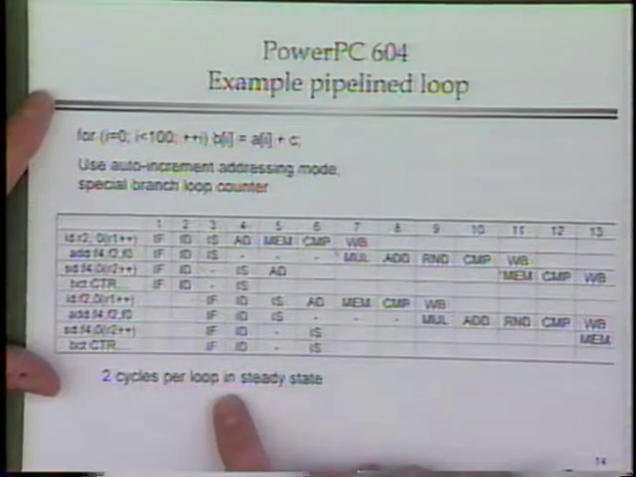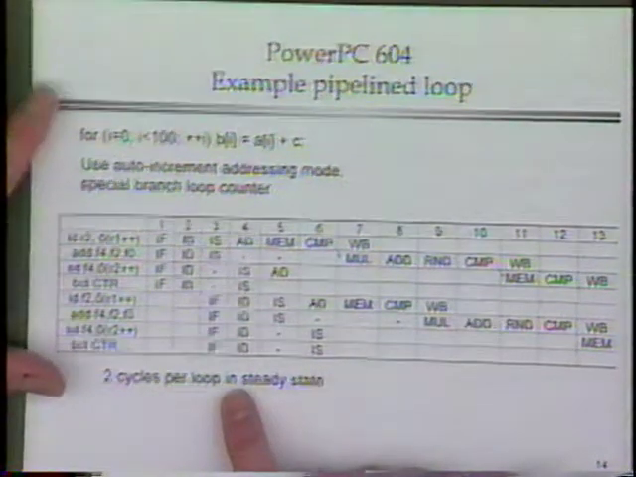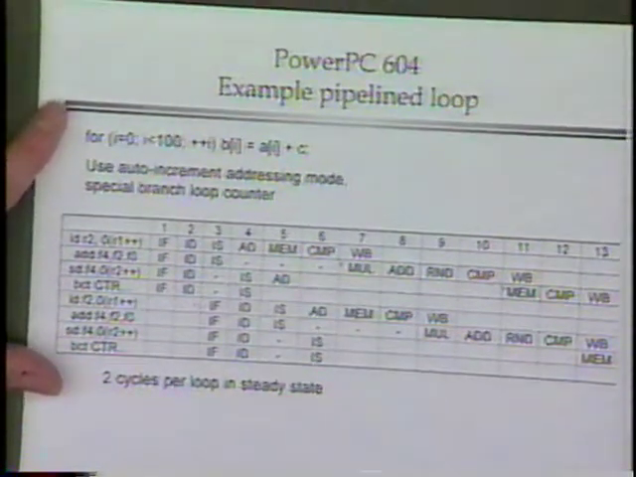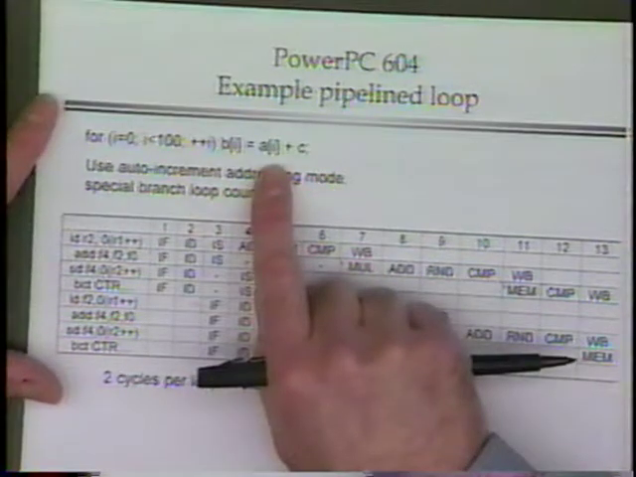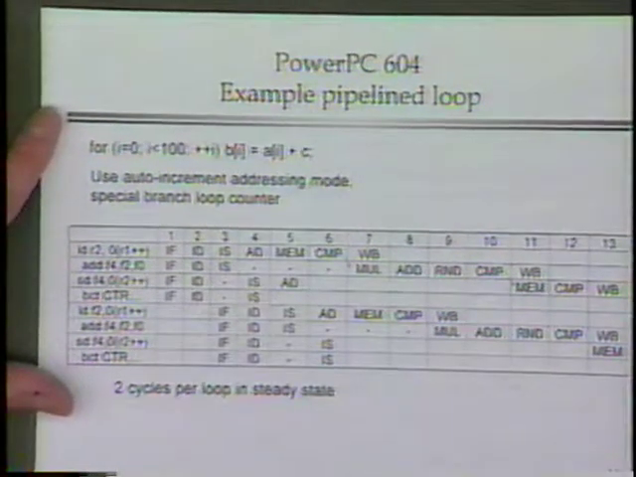So let's go through an example of, again, one of our famous simple loops to see how much overlap we get and how much parallelism we can expose in this program. Again, it's trying to add a constant to a vector and store it in another vector.